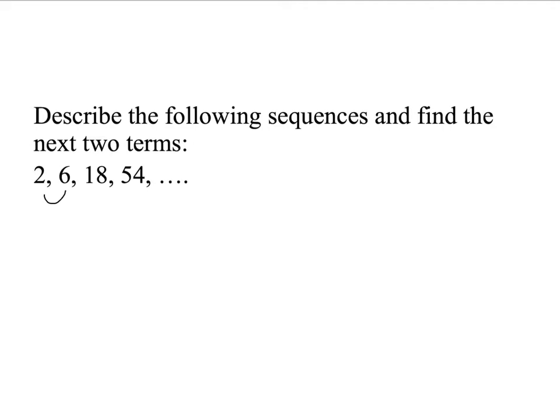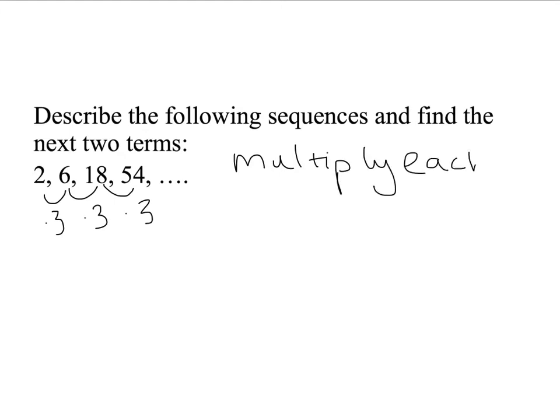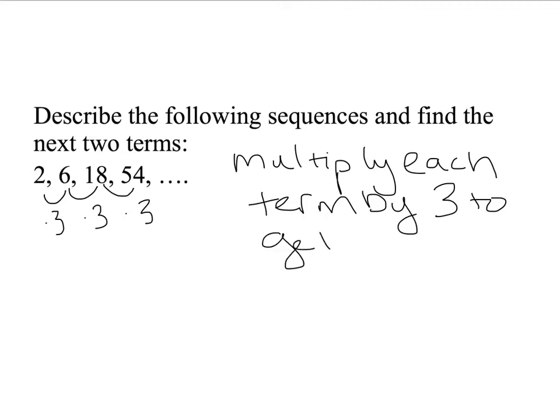Here we're multiplying by 3. 6 to 18, we're multiplying by 3 again. And 18 to 54, again, we're multiplying by 3. So the description would be multiply each term by 3 to get the next term.